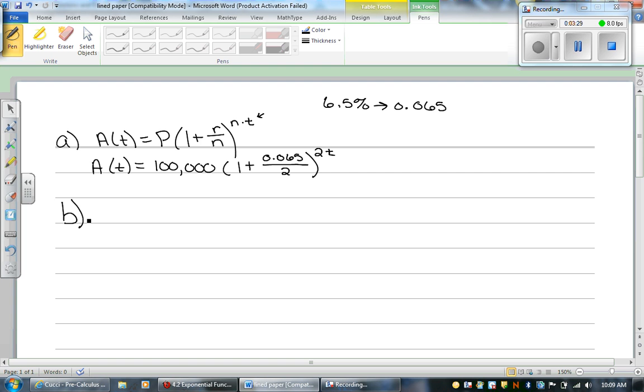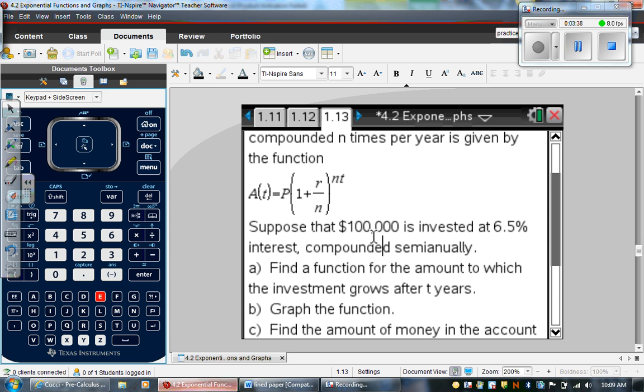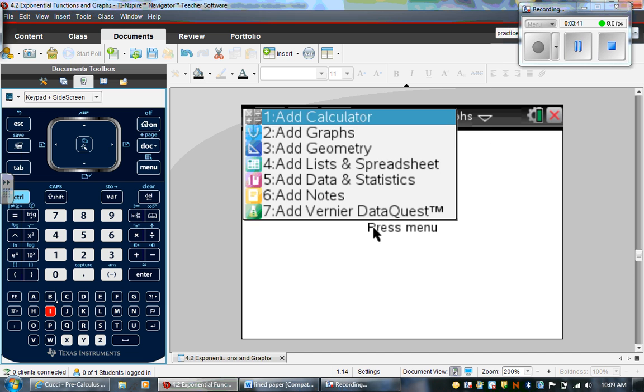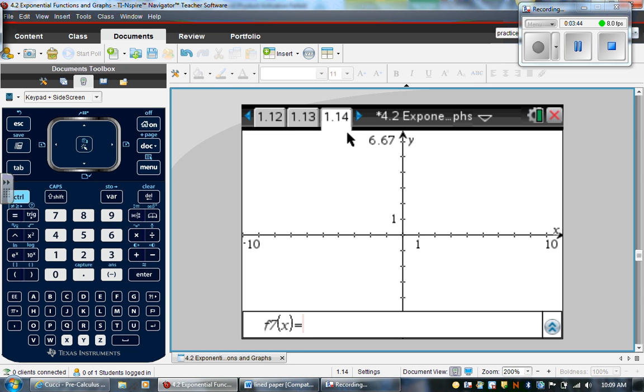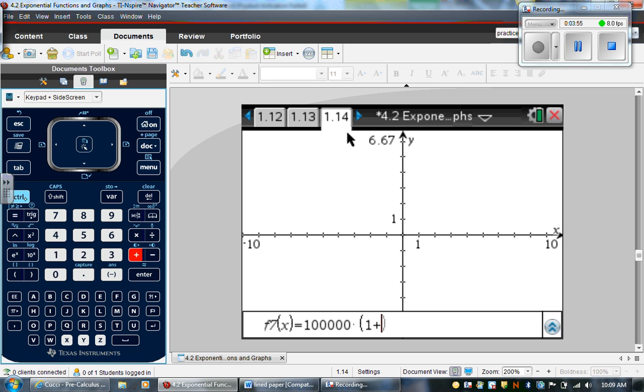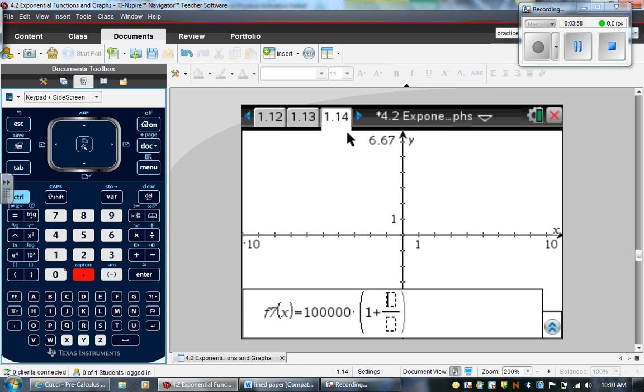Okay. B is asking us to graph it. So we're actually going to go right to our graphing calculator for this one. We're going to work with our windows to see what's going to be appropriate for the problem itself. So go ahead and insert a graph page. And we know our function. Okay. We just determined that. 100,000 times 1 plus 0.065 divided by 2 raised to 2, and we're going to use x. Okay. So there's our function.